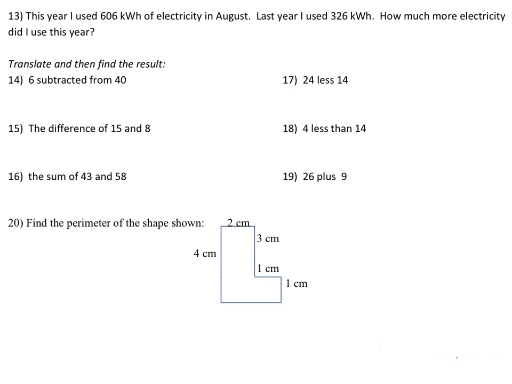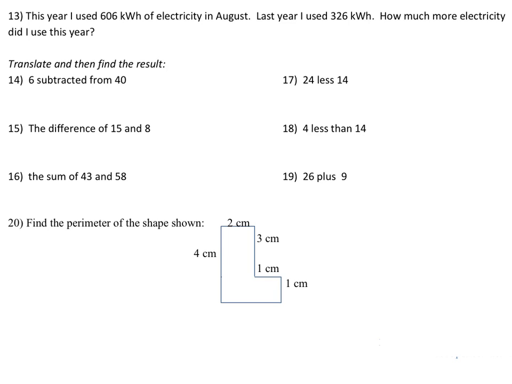This year I used 606 kilowatt hours, kWh, whatever, of electricity in August. Last year I used 326 of them. How much more electricity did I use this year? So I used more this year, right? But I want to figure out how much more I used. Well, we don't usually deal in life with kilowatt hours. But what we do deal with is money, right? So it'd be like saying I spent $606 this August. Last August I spent 326 bucks. How much more money did I spend this year?